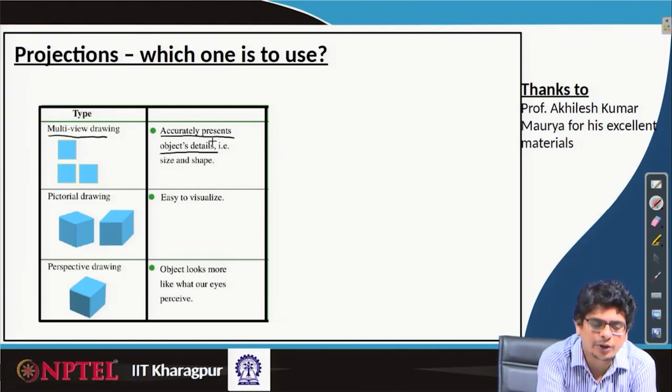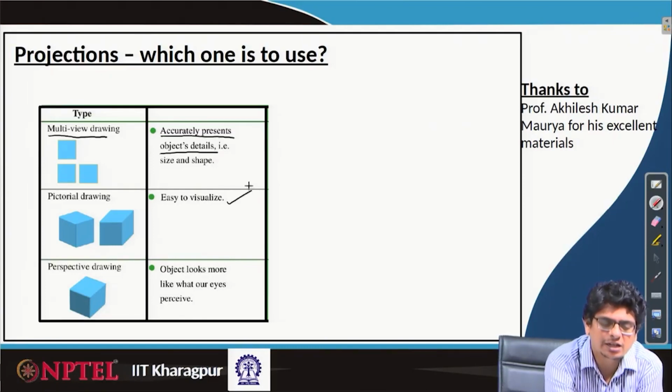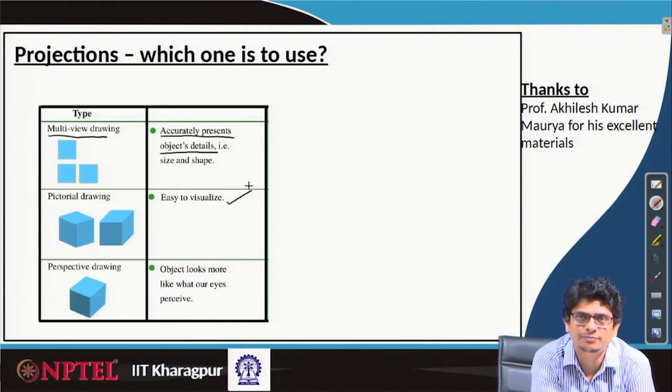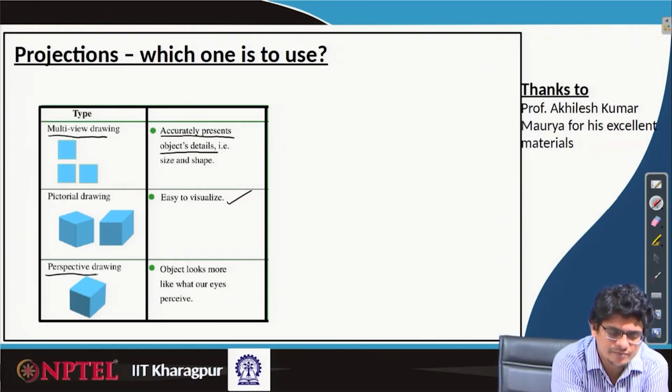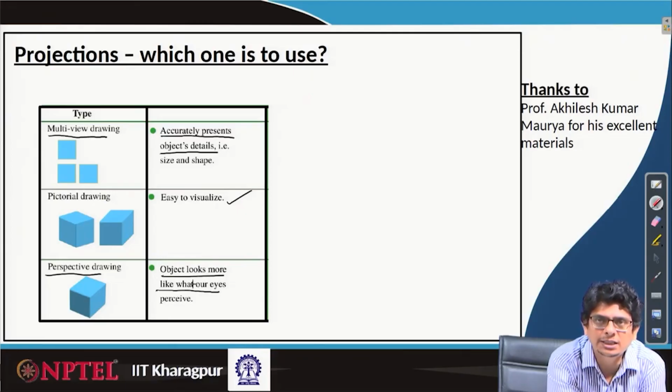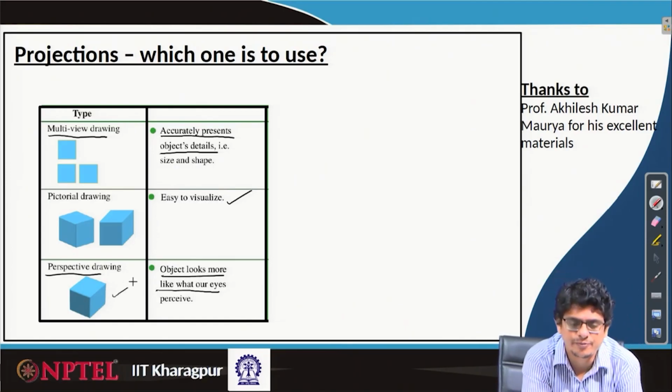In the case of pictorial drawing, it gives us directly the object visualization. Though the dimensions and other things are slightly skewed, at least on a 2D sheet, it straight away gives us visualization of that object. In the case of perspective drawing, the object looks more like what our eyes perceive. If we are looking at an object which is slightly inclined to us, how it is really perceived by our eyes, a similar kind of representation we go with in perspective drawing.